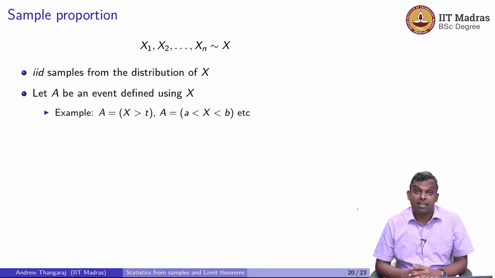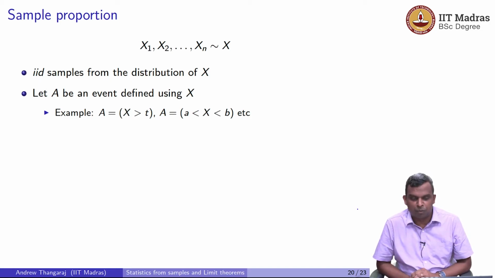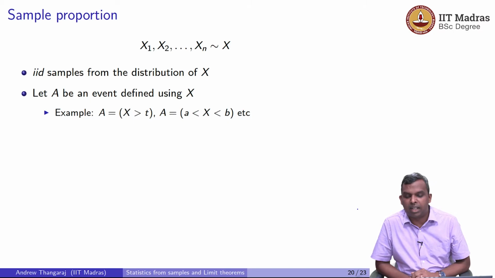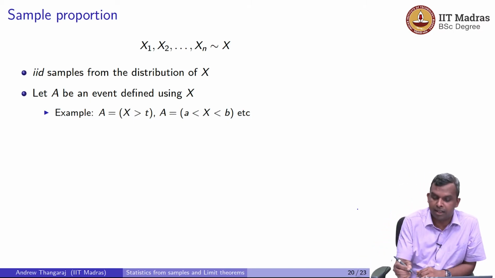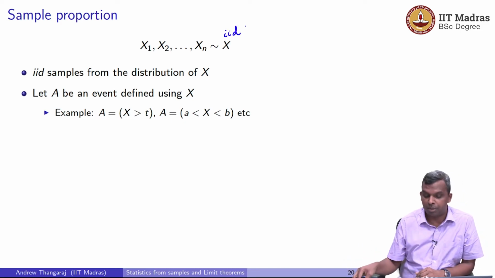So the final statistic that we're going to see is something called the sample proportion. Okay, so this is very important as well. It's a very interesting and simple descriptive statistic to calculate from the samples. Okay, sample proportion. Let's say you have X1 to Xn distributed as X, which is IID. These are IID samples from the distribution of X.